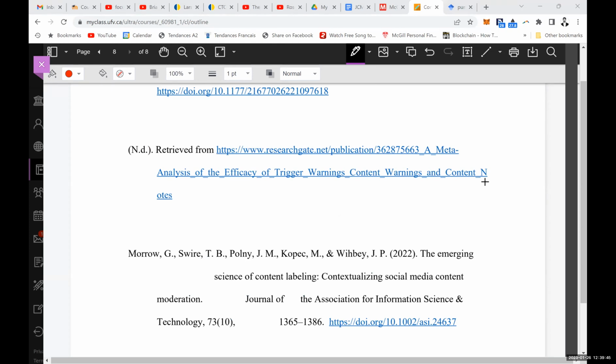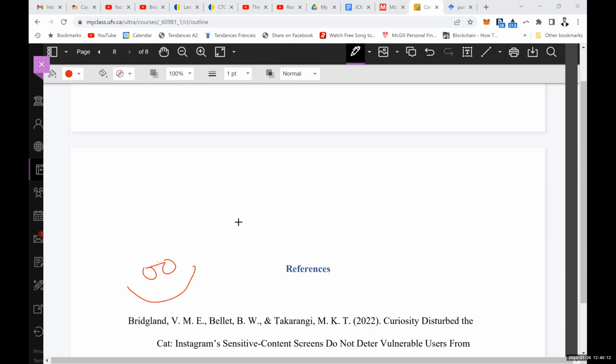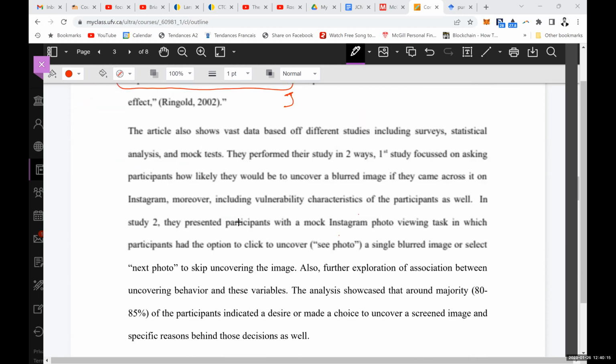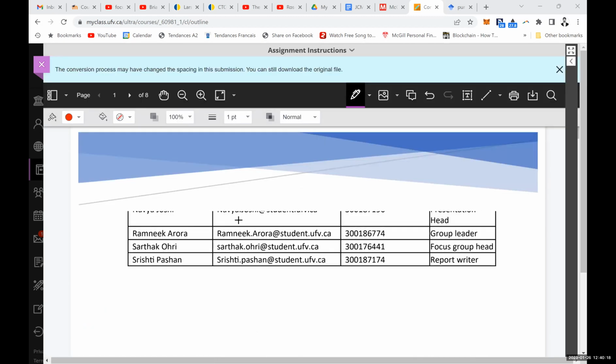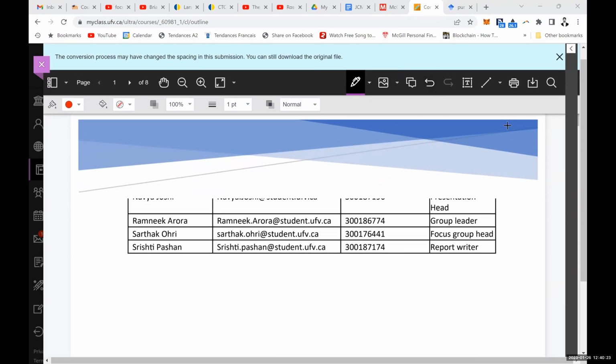Okay, ladies and gentlemen, it's 12:39. In a minute, we're going to start working on Group 4's literature review. Let me quickly ask you: do you guys see the browser window here? Yes. Okay. Thank you.